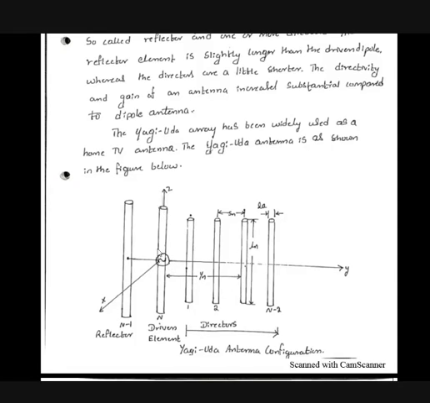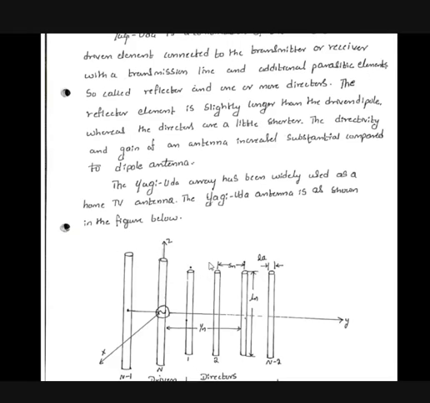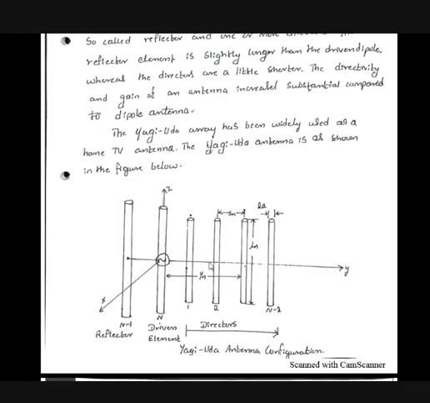So this is the driven element, and on the right side, all these are called directors. In this structure there will always be only one driven element, and n number of directors based on how much directivity we want. The number of directors can be increased. There is only one reflector element. Remember, only one reflector, only one driven element, and based on the requirement, on how much directivity or gain we want from the antenna, we can increase or decrease the number of directors connected to it.